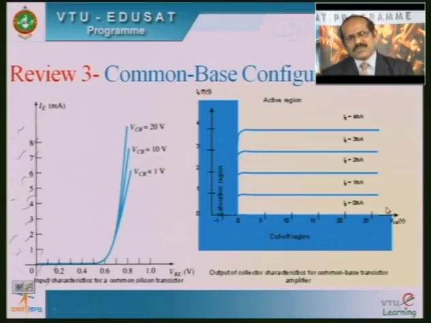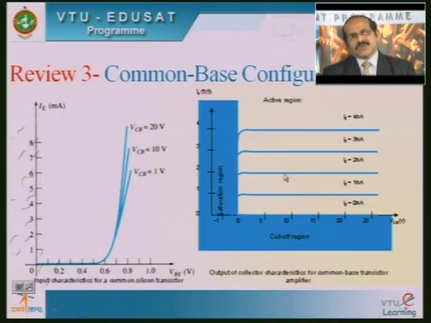You can also note that the collector current is independent of the variation in VCB. That means irrespective of the changes in VCB, the collector current remains constant. Therefore, you get a flat curve in the active region, and because of this flat nature of the curve, the active region is preferred for amplification purposes.